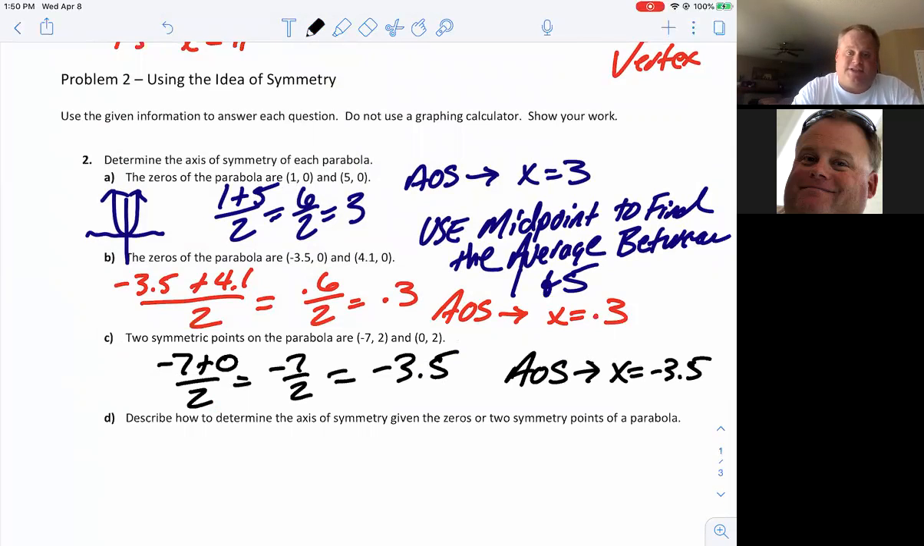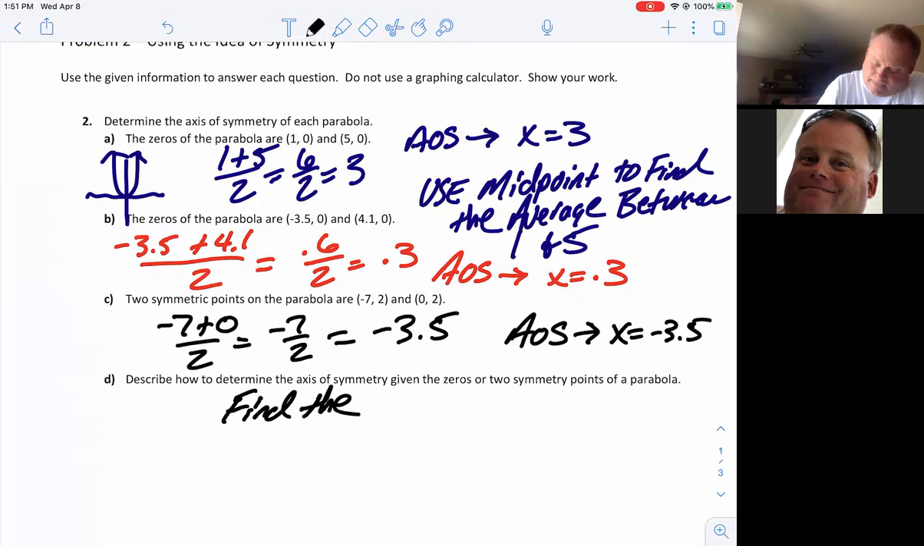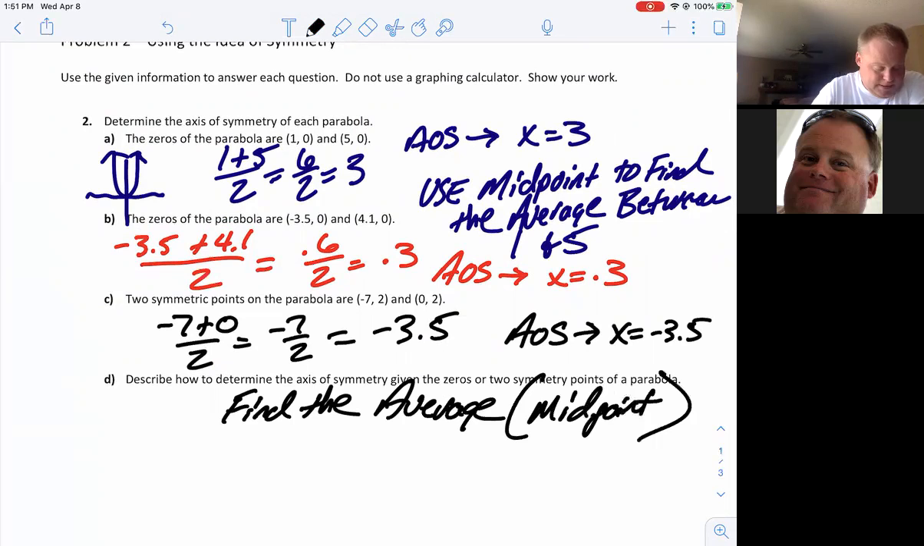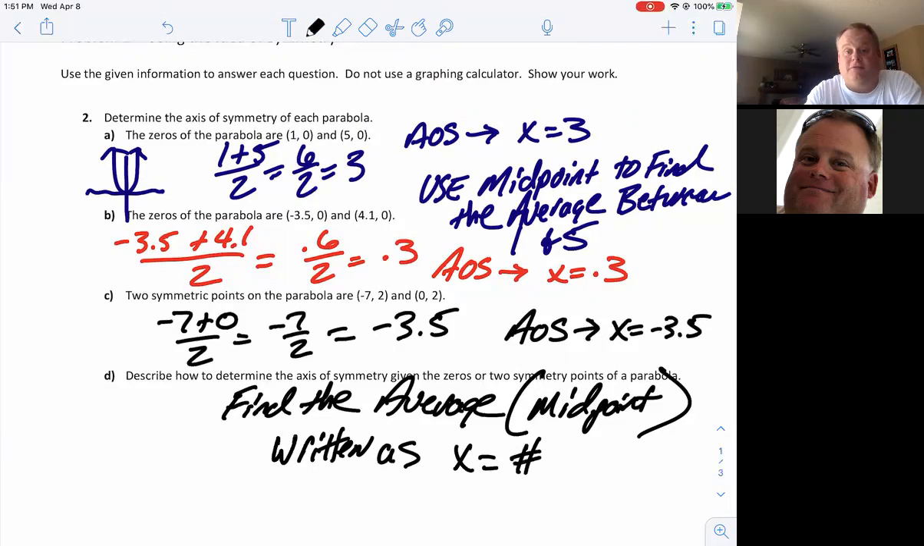And then last it says describe how to determine the axis of symmetry given the zeros or two symmetric points of a parabola. Well, we want to find the average. We want to find the midpoint. Written as x equals whatever the value is, right?